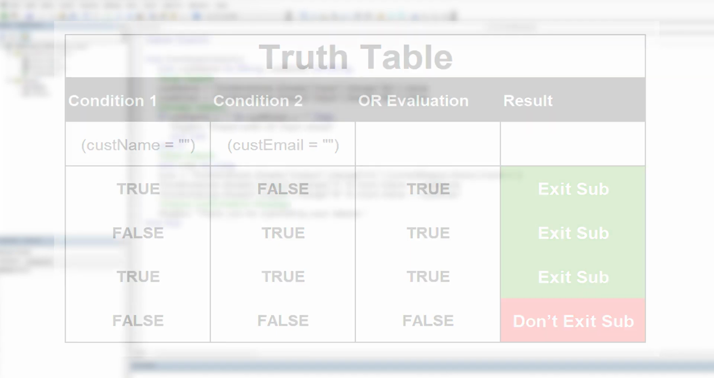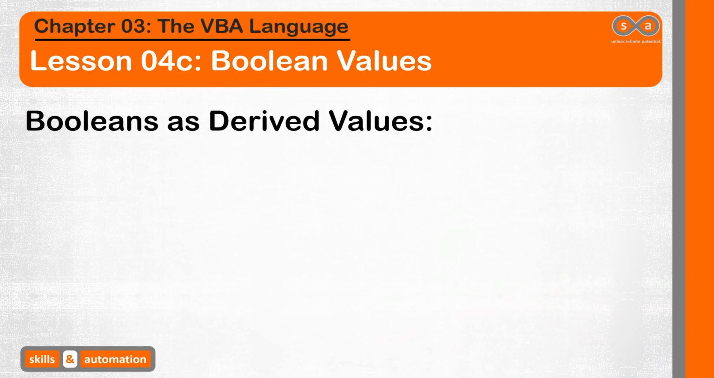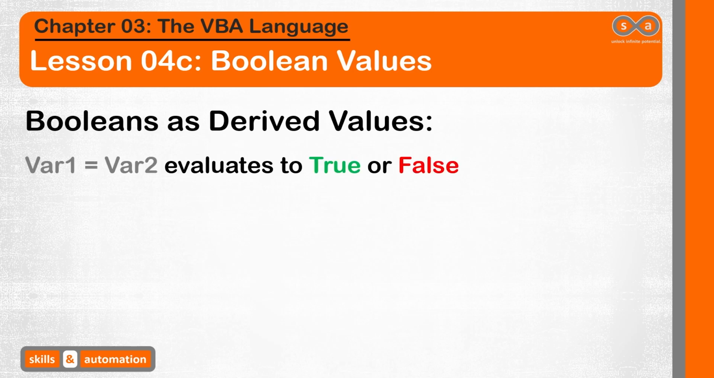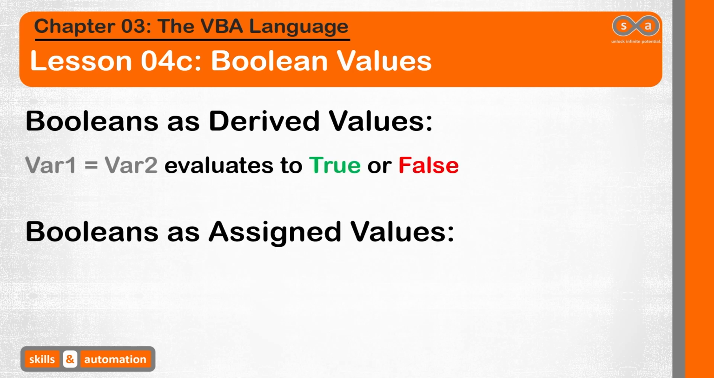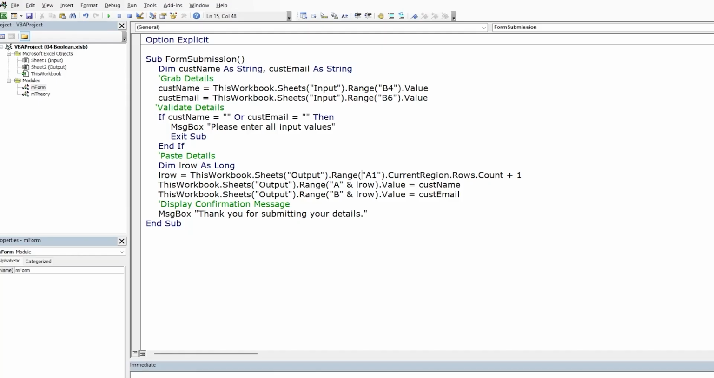Okay, so far we've looked at Boolean values that are derived as the outcome of comparison between values. We can even assign Boolean values to elements such as variables, properties, and functions. Let's check that out next. What we're going to do now is a bit of an overkill for the current example. Let's create a Boolean variable.